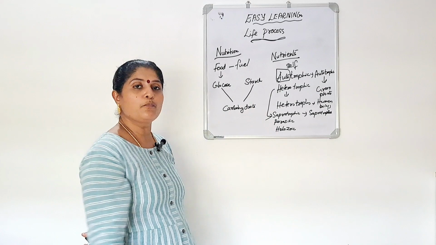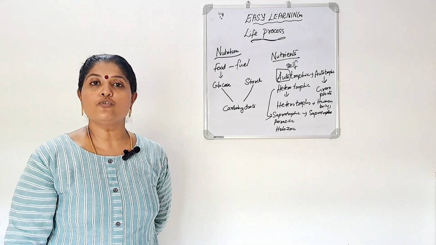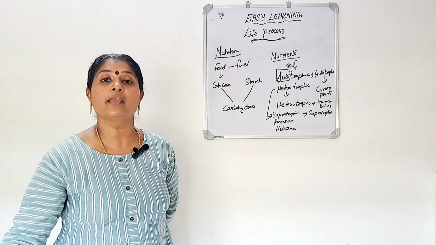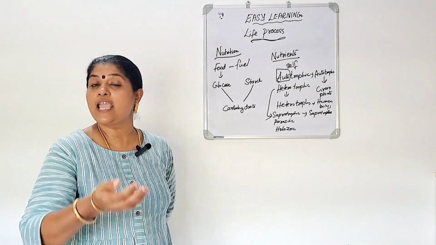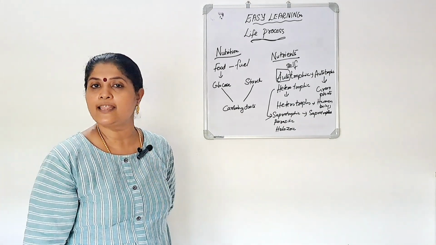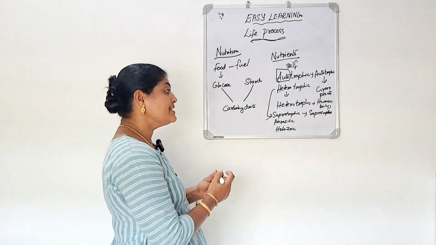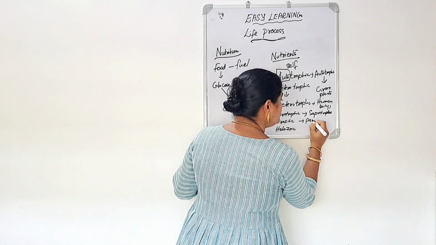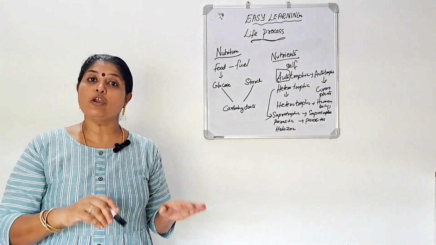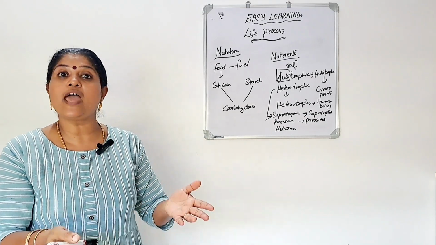Second one is parasitic mode of nutrition. What is meant by parasitic mode of nutrition? It means the mode of nutrition in which the organism gains nutrients from other organisms without killing or harming them. The organism gaining the nutrients does not kill the organism from which it is gaining them. Such mode of nutrition is known as parasitic mode of nutrition, and those organisms are known as parasites. Parasites live on another organism, and the organism on which the parasite lives is known as the host.